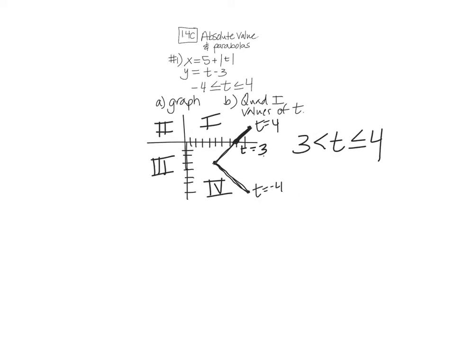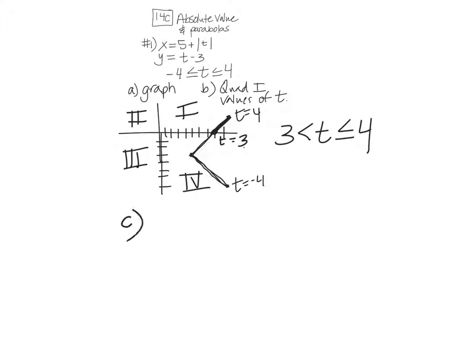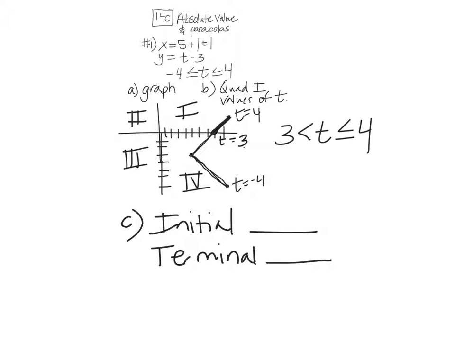I could ask you a couple other questions, like letter C. What was the initial and terminal points? What's the initial and terminal points of this graph? Well, the initial point is by plugging in t is -4. What was that? 9, -7. Perfect. And the terminal point is by plugging in +4, the end of the graph, which was? 9, 1. Perfect. 9, 1.